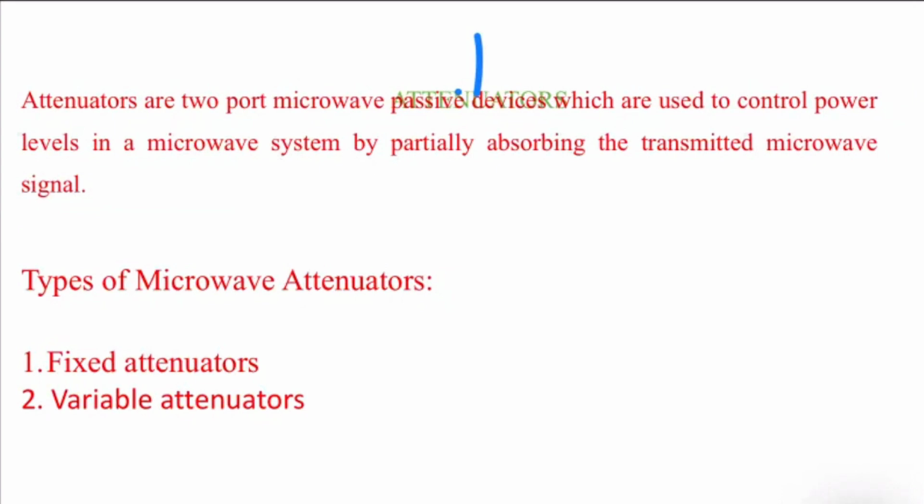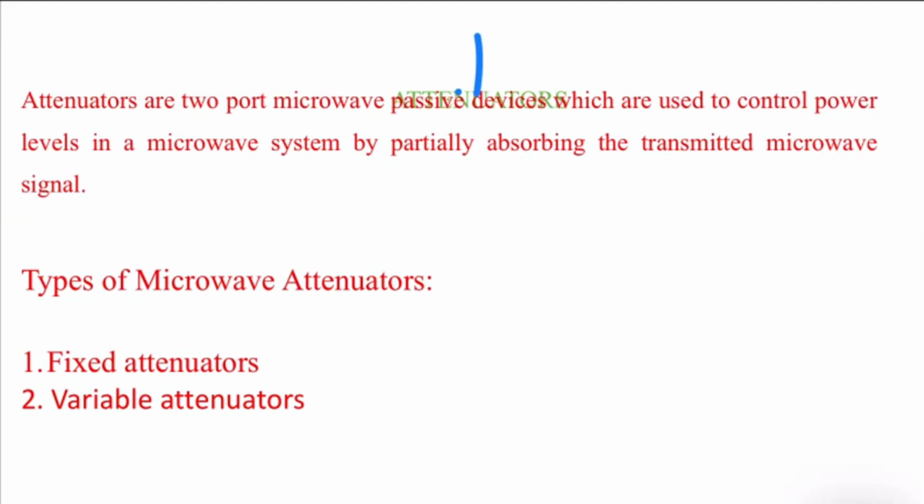So we can define an attenuator as a two-port microwave passive device which is used to control the power levels in a microwave system, and that is done by partially absorbing the transmitted microwave signal.